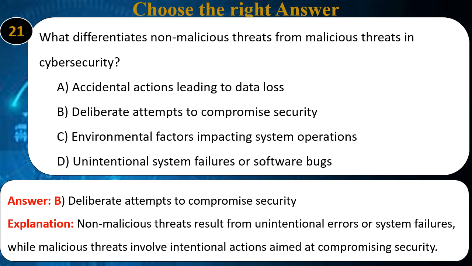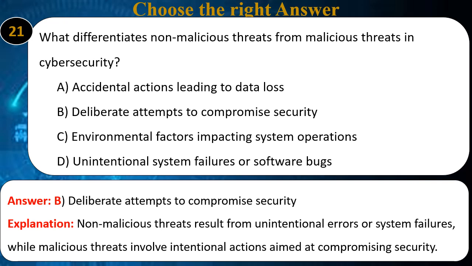The answer that differentiates non-malicious threats from malicious threats in cybersecurity is B. Deliberate attempts to compromise security. Here's why the other options are not correct. A. Accidental actions leading to data loss. While this can cause a data breach, it doesn't involve the intent to harm, which is the key factor in a malicious threat. C. Environmental factors impacting system operations.